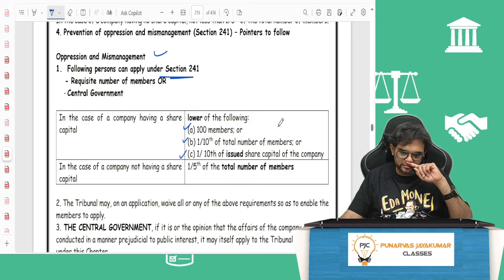So 244 gives who can apply under 241. Here any member or members holding not less than 1/10 of the issued share capital. Any member or members. So can one fellow do it? Yes. How much share capital should he have? 1/10. What's the share capital of the company? 100. How much does he have? 20 lakh. 20% he has, not 10%.